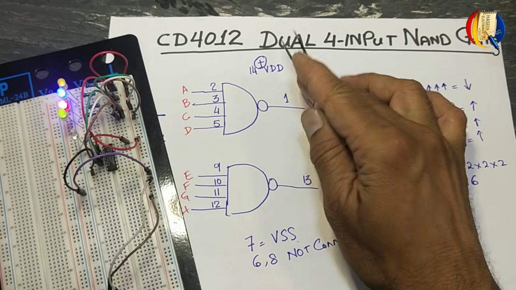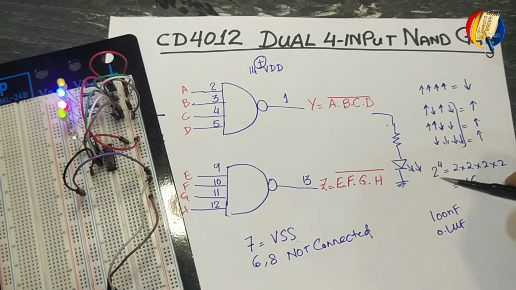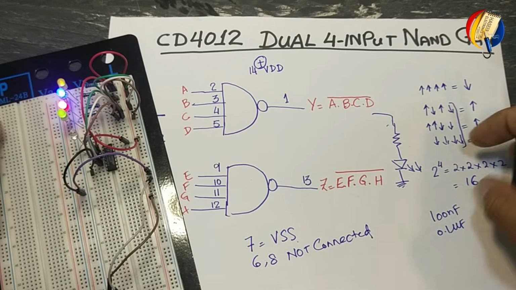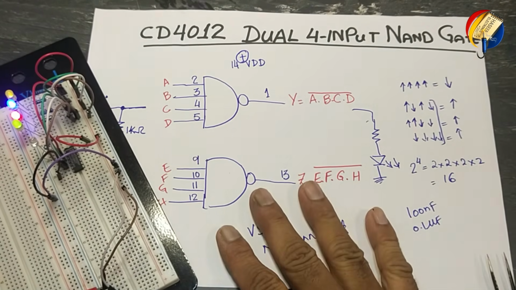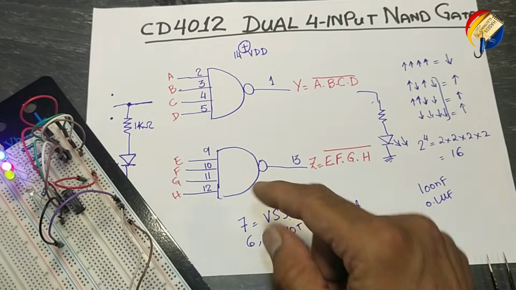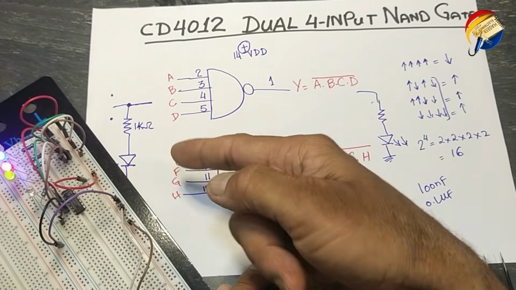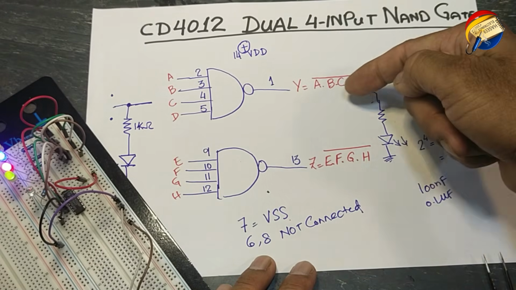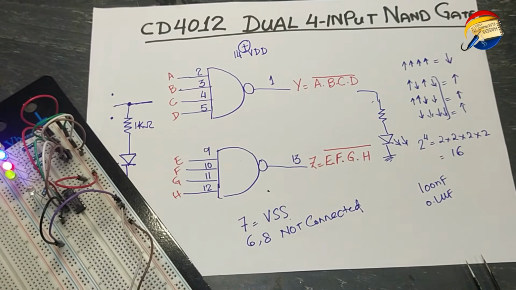When we say dual, that means we have 2 gates. 16 possible input combinations that we can provide to this IC. If you want to test it, just we will shift these inputs to this channel, this gate, and output here. We can test this section as well.